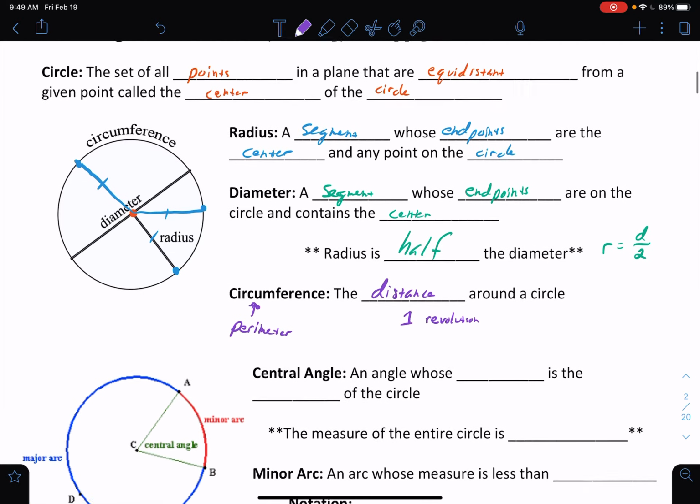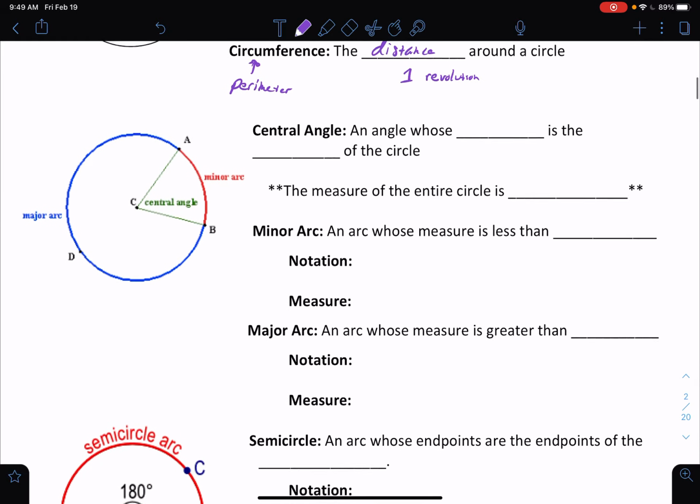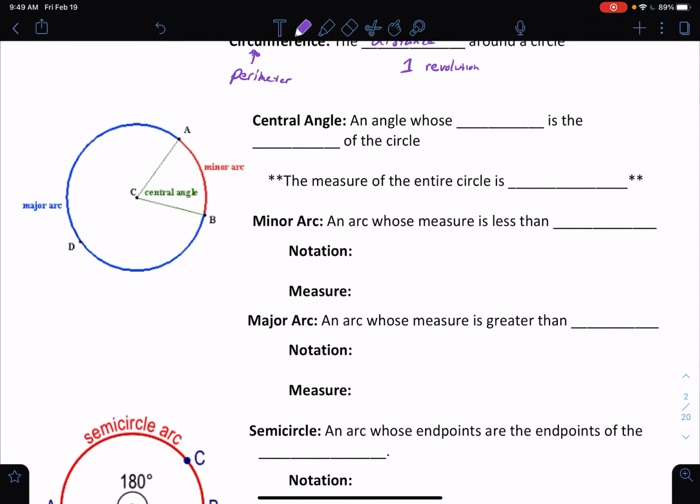Next up, let's talk about some angles. There are a couple of different ideas of angles that we'll talk about involving circles. The first of which is called a central angle. A central angle is an angle whose vertex is the center. So our central angle is right here.